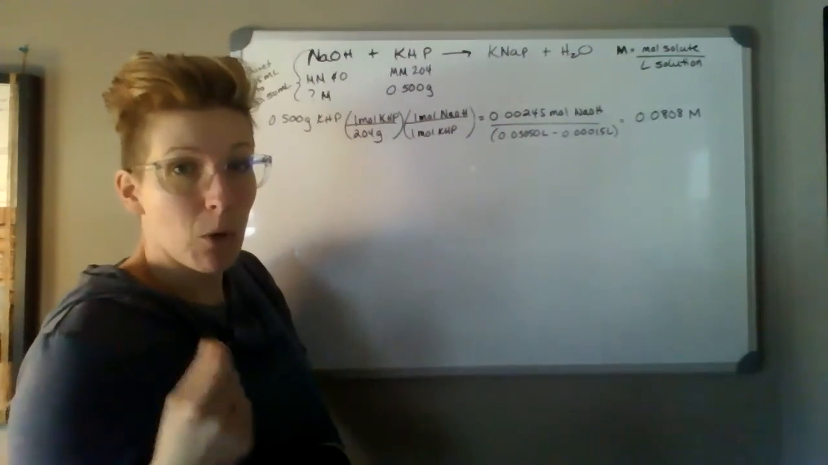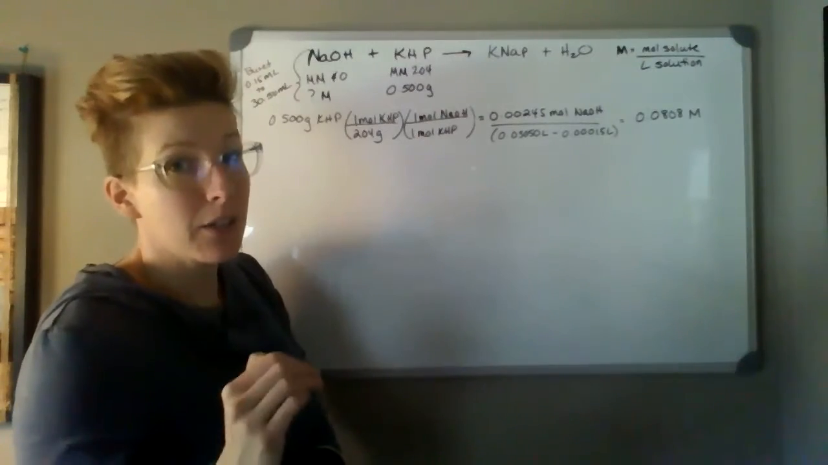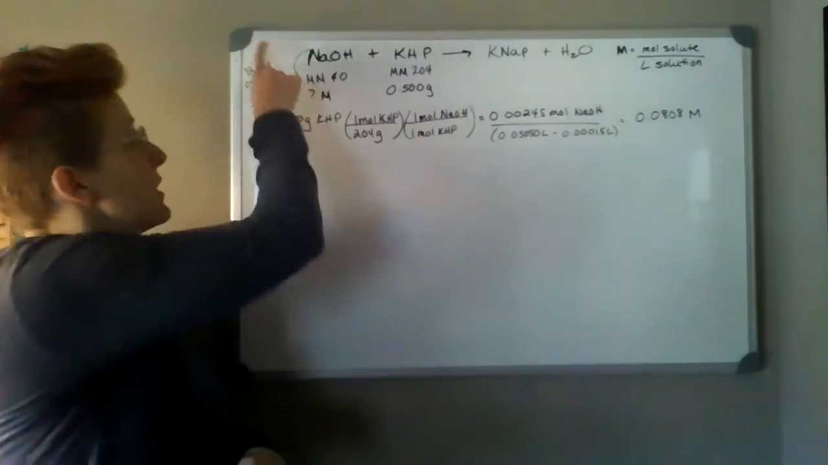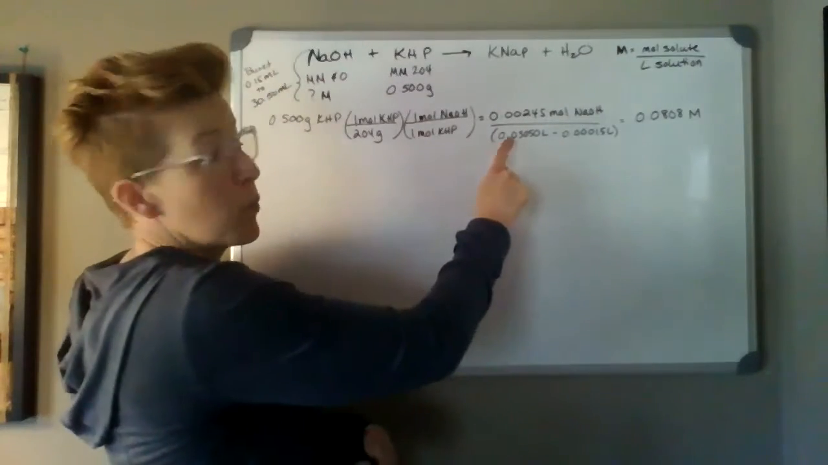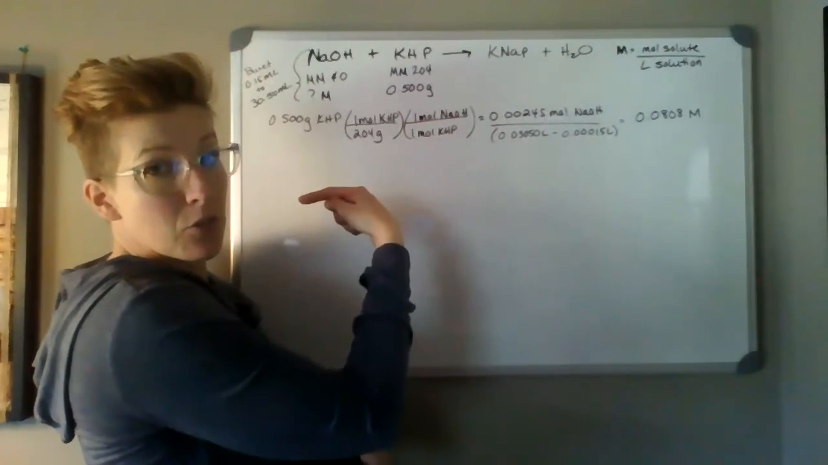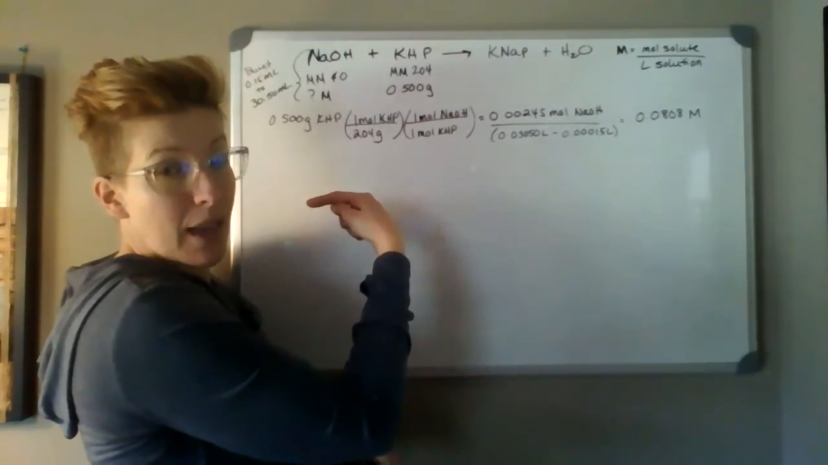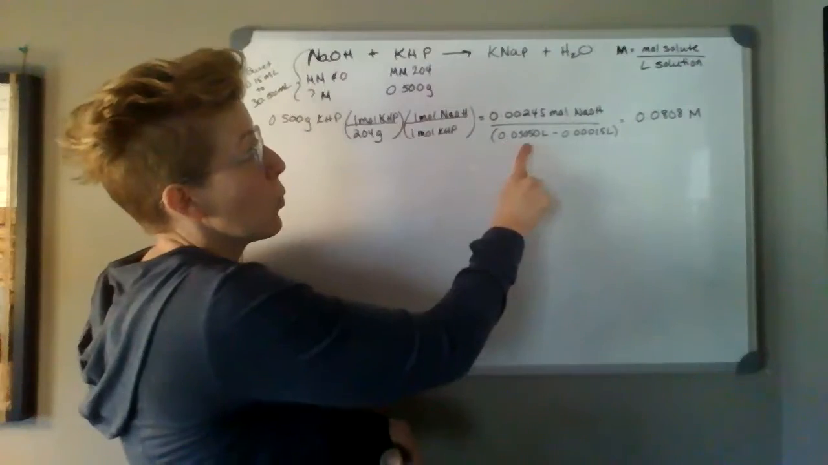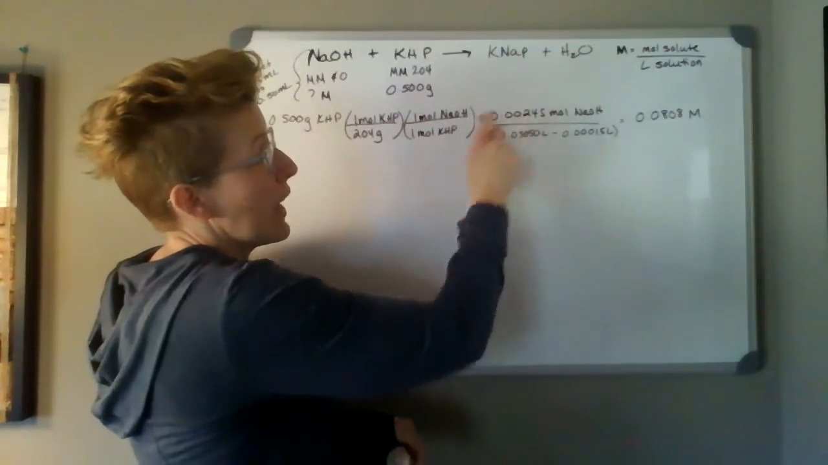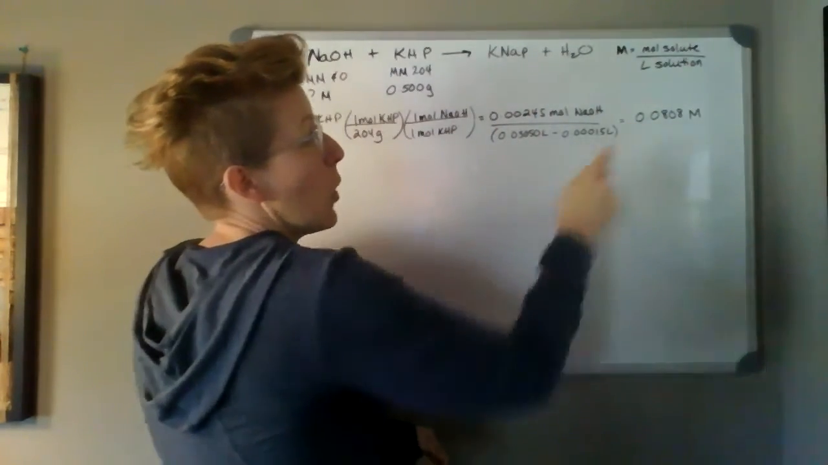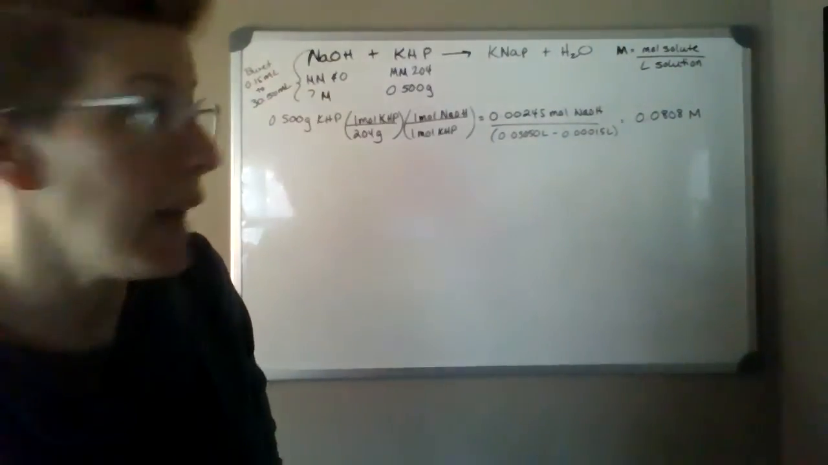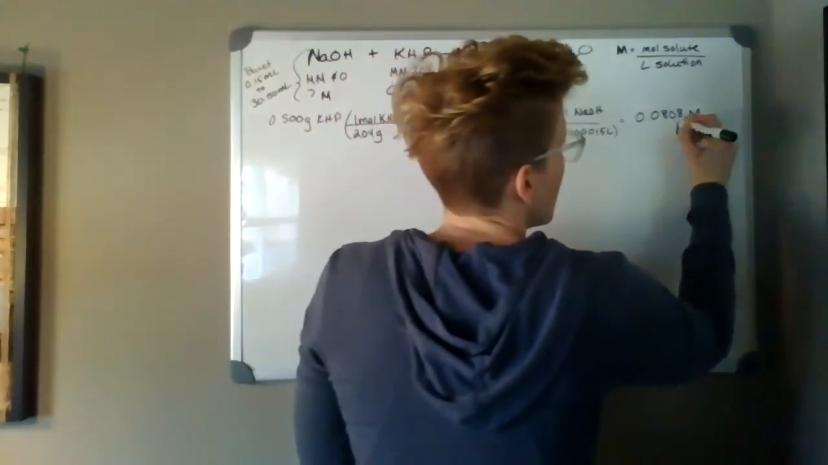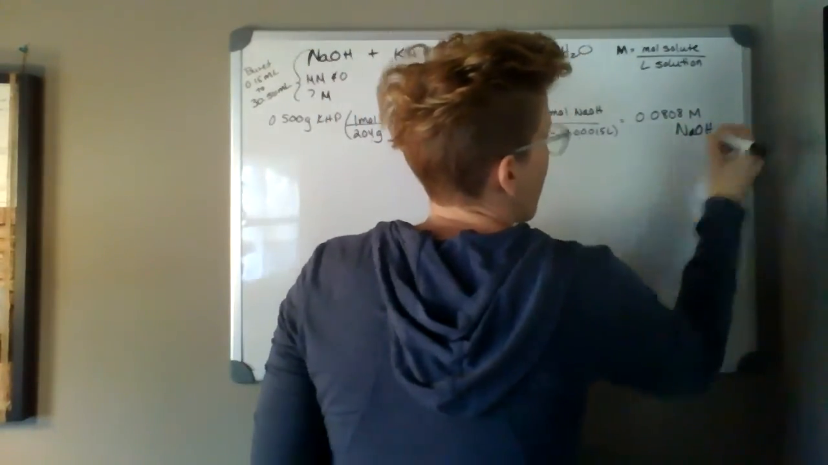Now, if you remember, molarity is always moles per liter, so we have to change this volume that we started with into liters. So that moves the decimal point 3 times to the left because it's dividing by 1,000. So when you subtract those and divide that mole number by that, you wind up with a molarity of 0.0808 molar, and this is sodium hydroxide.